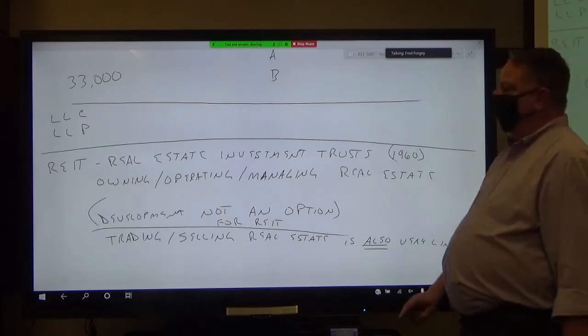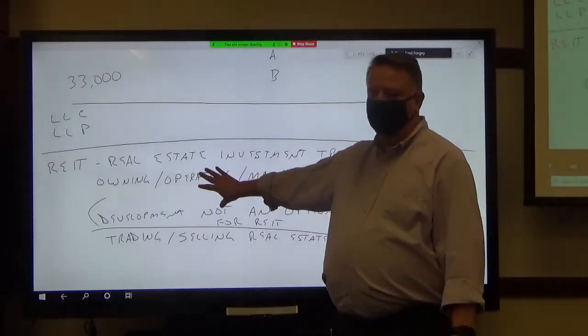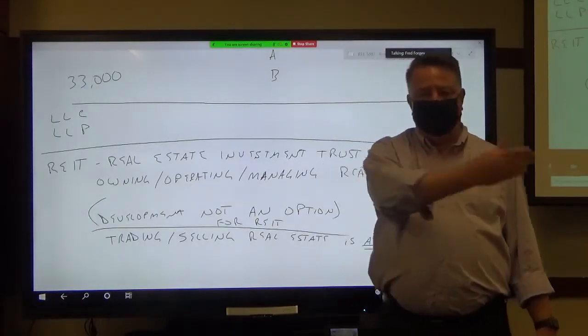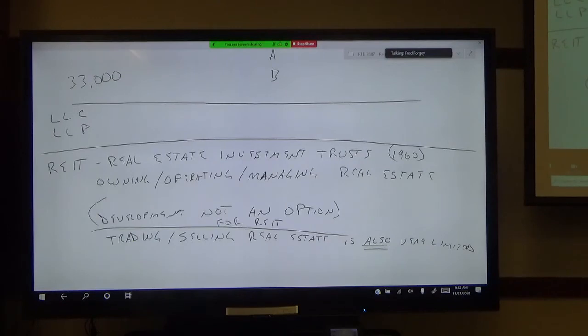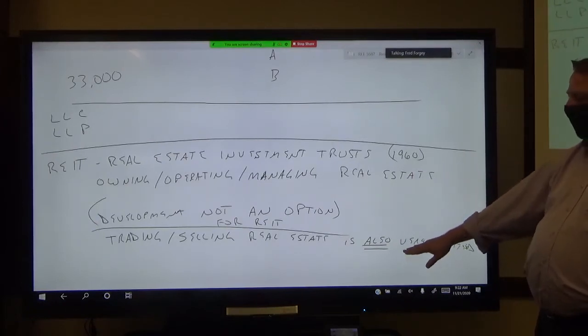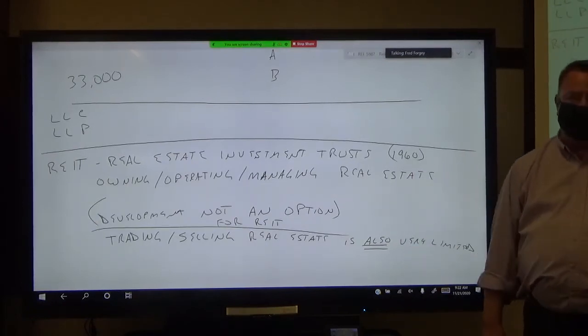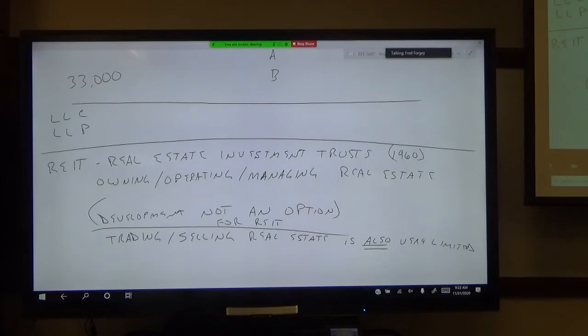is that if at some point in the future the IRS says that, in essence, you haven't been operating as owning, operating, and managing the real estate, that you've been more involved in trading and selling, they can come back to you for the previous years' taxes that you haven't paid and penalties associated with that. So this is a very important thing. And you say, well, why would they do that to you?